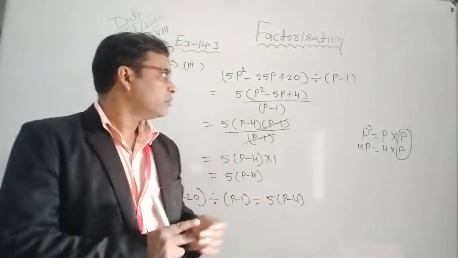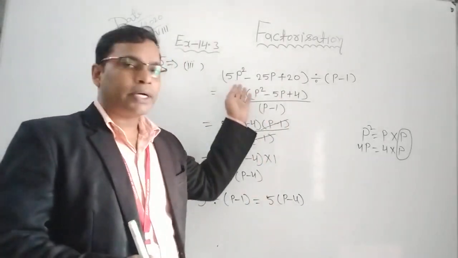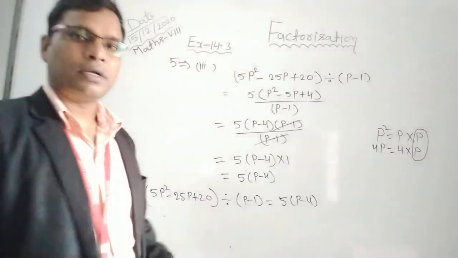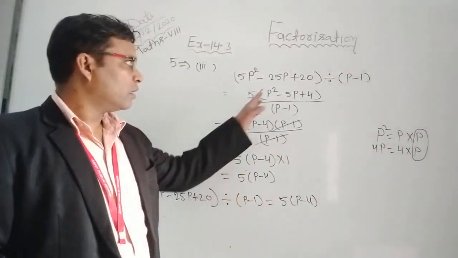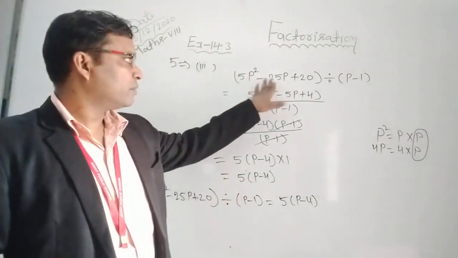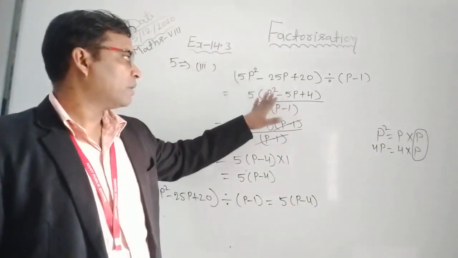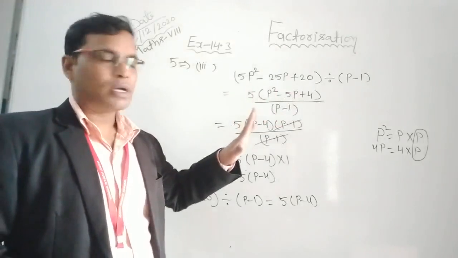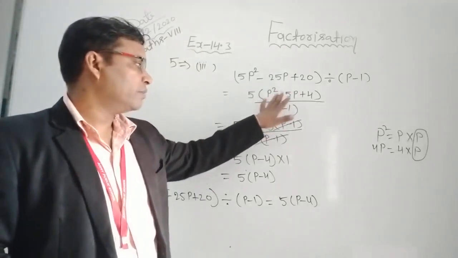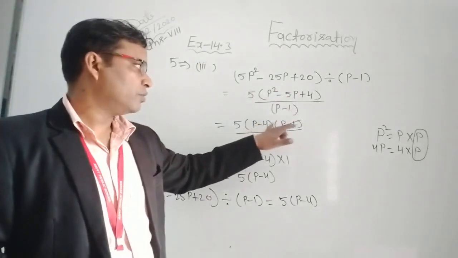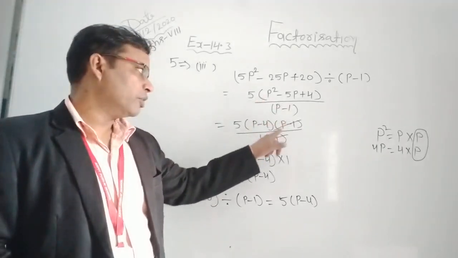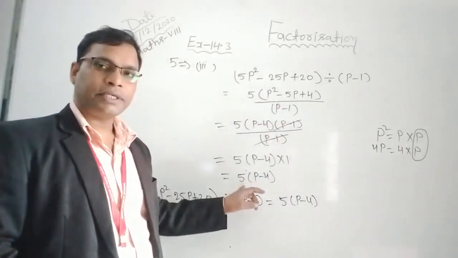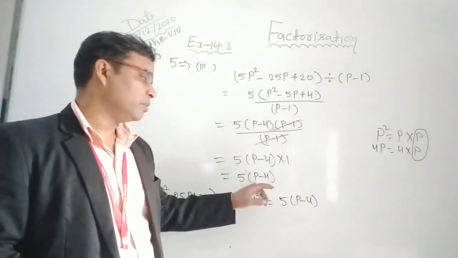So first of all, if you want to divide it directly, students, first we find the common factor between the terms. Here you can say 5 is common, and then we get p square minus 5p plus 4. After this, we find the factors of this. This is equal to p minus 4 into p minus 1, and p minus 1 will be cancelled. Then we get the quotient 5 into p minus 4.